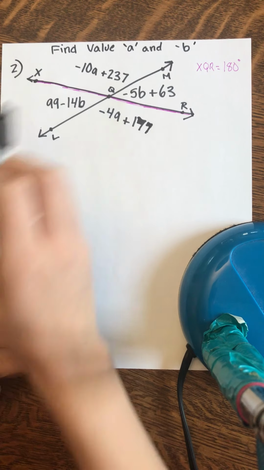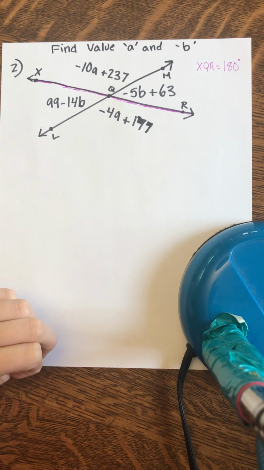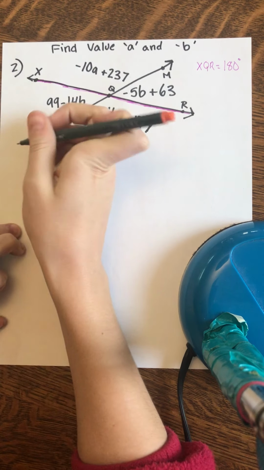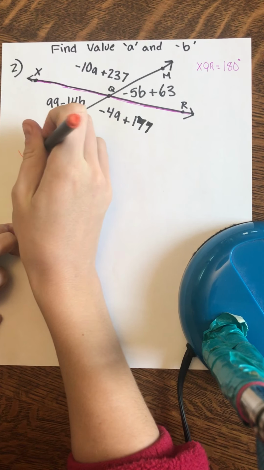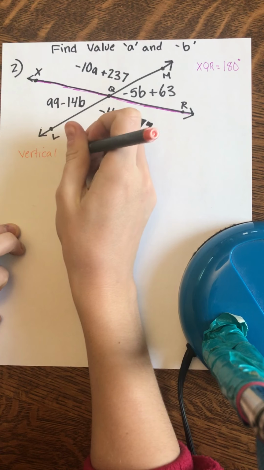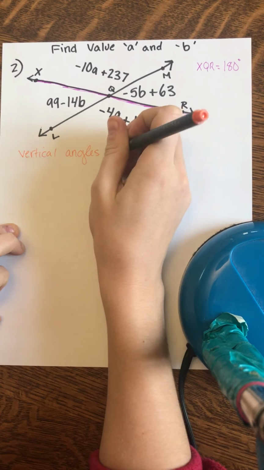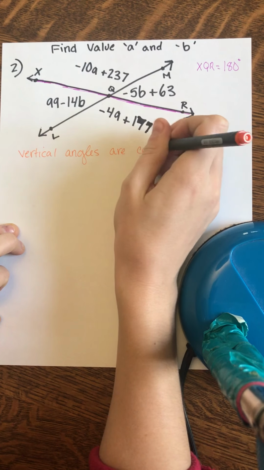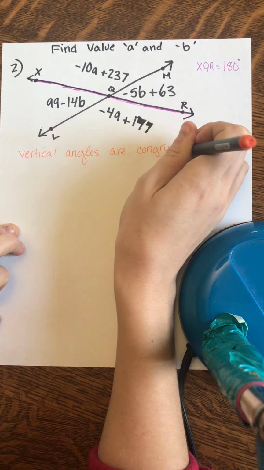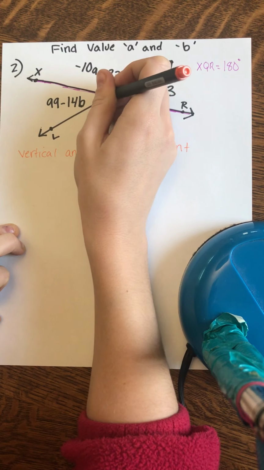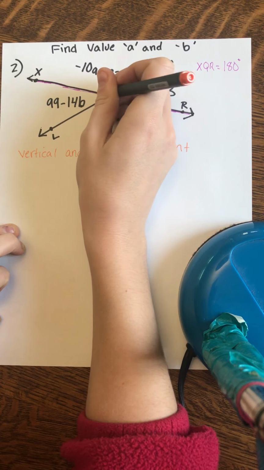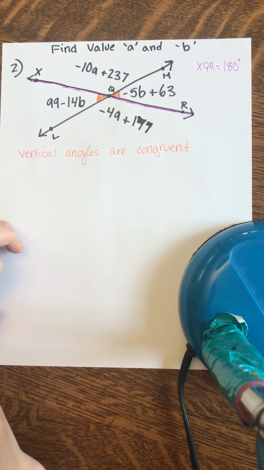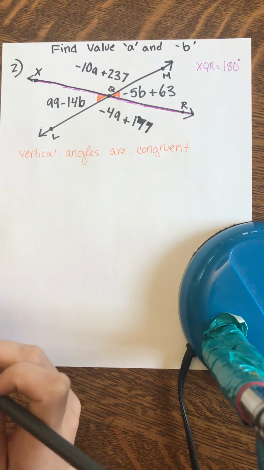Where I want to start first is using my knowledge on vertical angles. I'm going to write this down because I know some of us are having issues. Vertical angles are congruent. And by this, it means that they have the same angle value. And I know a vertical angle when it's the angle opposite. So at the x, it's the 2 angles opposite the x. So I know 99 minus 14b is equal to negative 5b plus 63.